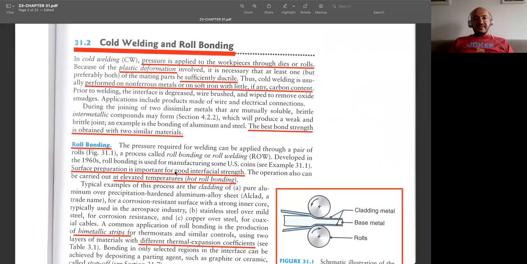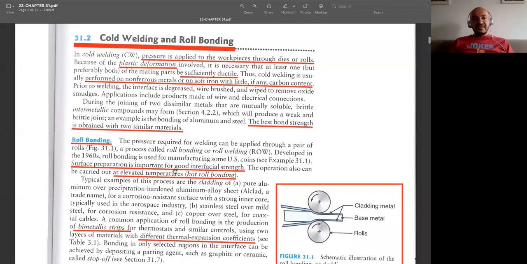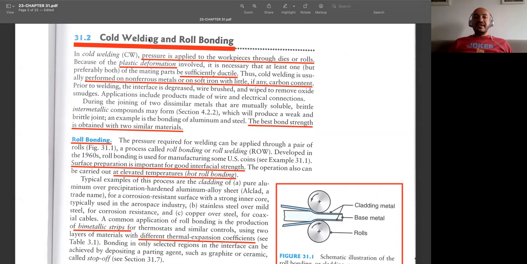Now let's talk about the first type of solid state bonding process. It's a very simple process called cold welding, and we have a variation of it called roll bonding. In this one, as the name implies, we don't have any heating. We don't generate heat internally or externally. We simply apply pressure, and we can apply this pressure with the help of dies or rollers.